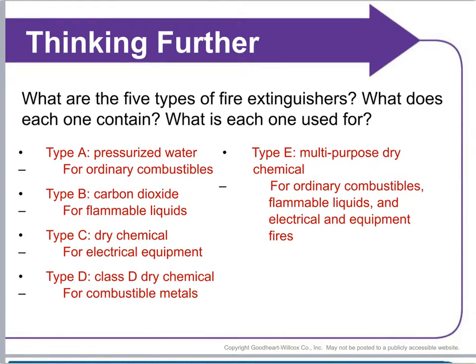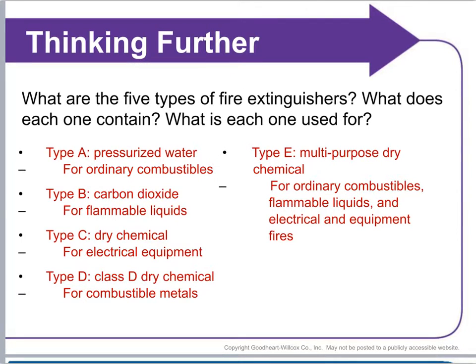So I bet you didn't know that there are 5 different types of fire extinguishers. I'm going to start with what we have here. We have a type E fire extinguisher. These are the most common types of fire extinguisher because they are for multi-purpose dry chemicals. We can use them on combustibles, flammable liquids, and electrical and equipment fires. Now, the other 4 are specific.